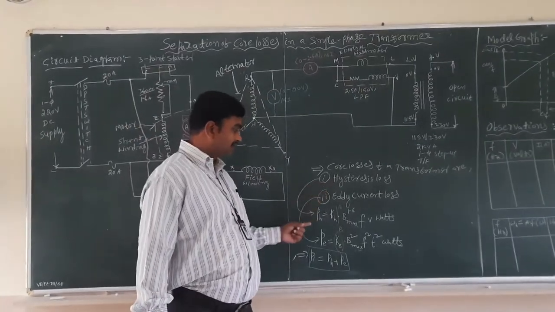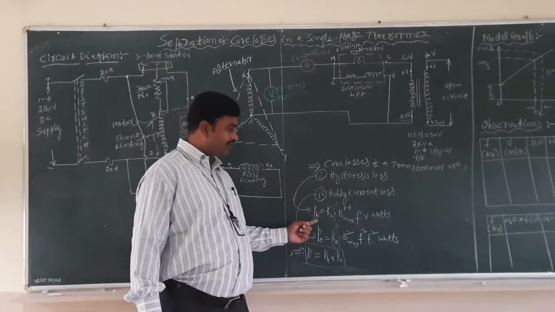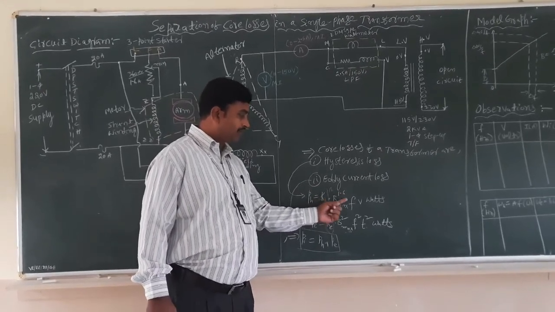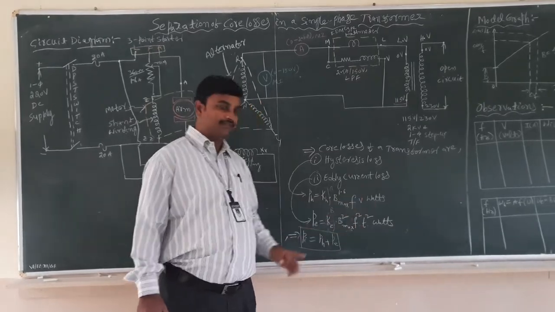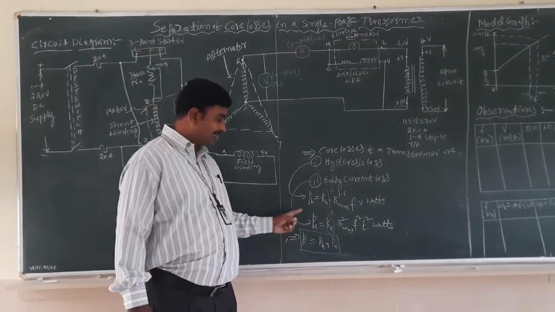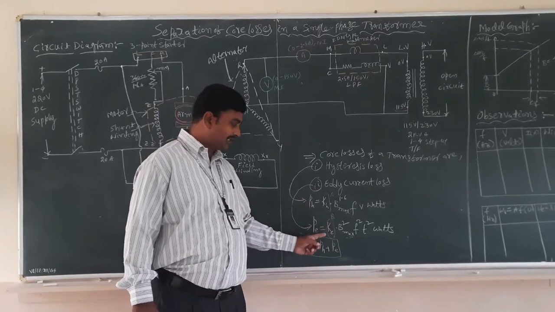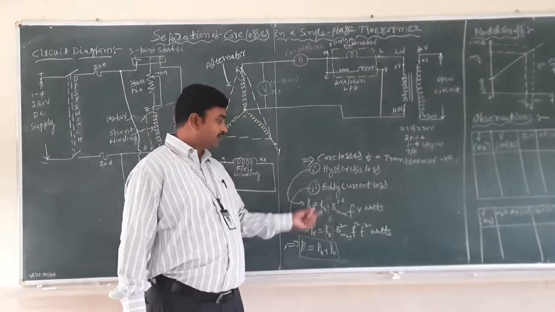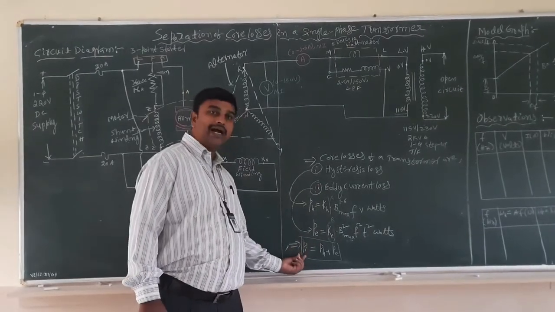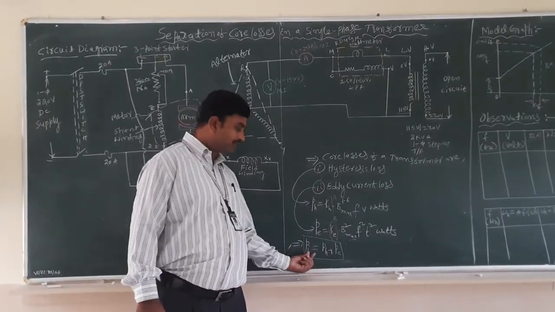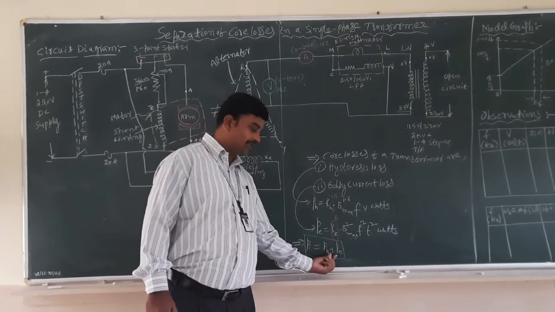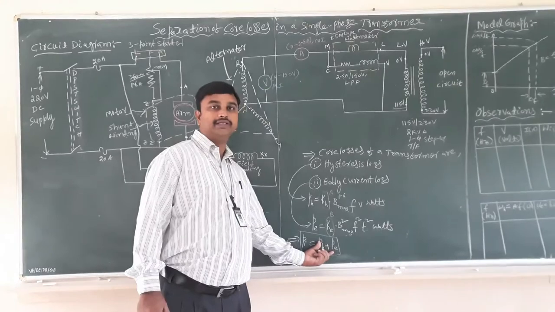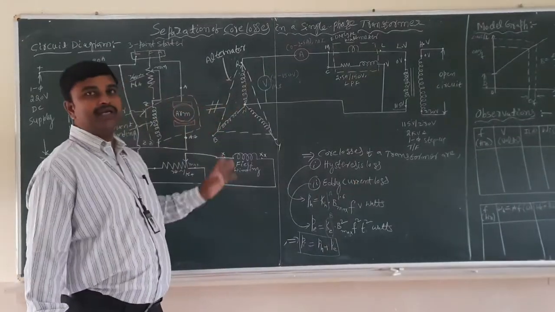In hysteresis losses, Ph equals a constant Kh times B max to the power 1.6 times f times V watts. And eddy current losses are Pe equals a constant Ke times B max squared, f squared, t squared watts. Together they give the iron losses, that is Pi equals hysteresis losses plus eddy current losses. These two losses we have to separate with the circuit arrangement.